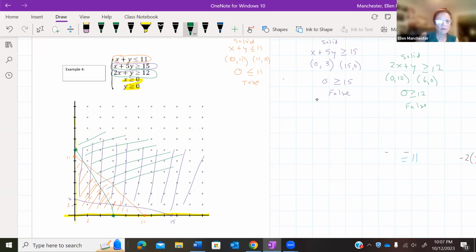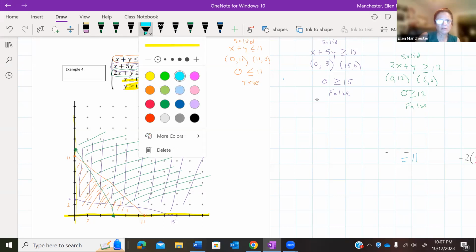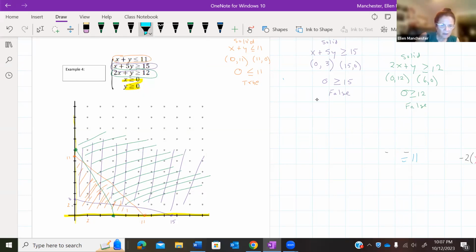So where is all three shadings happening? Well, I'm going to try and do this without cutting into anything. All three shades are right in here. It's this triangle. If those were straight lines, this would be a triangle right here. Okay, that's where the feasible region is. So this feasible region has 3 corner points.